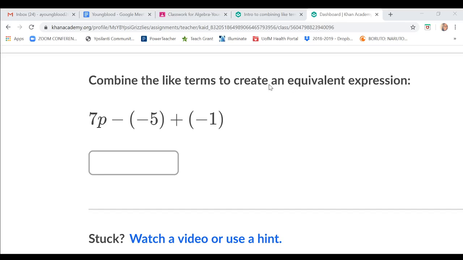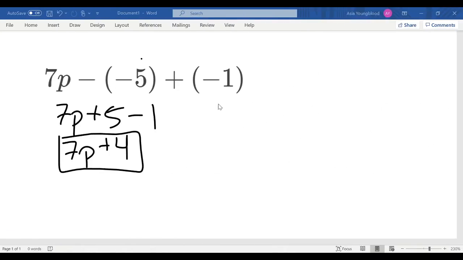Let me switch to my sketch. We just simplified this problem in class together. So we had 7p minus -5 plus -1. We simplified the signs. When you're subtracting a negative, we get addition. When you're adding a negative, we get subtraction. So it's simplified to 7p plus 5 minus 1. And then we just combine the 5 and -1 because those are our like terms. So 5 minus 1 gets us 4. So our final answer for that first problem would be 7p plus 4.